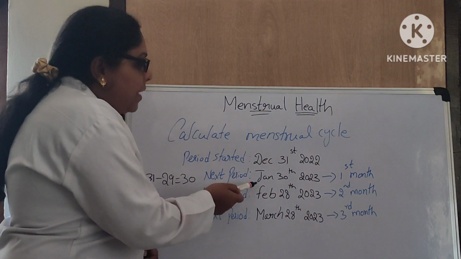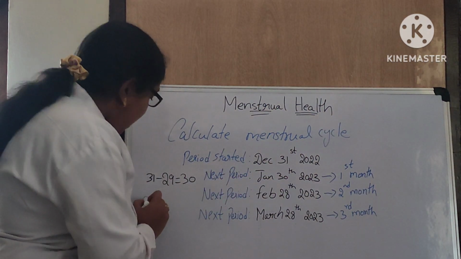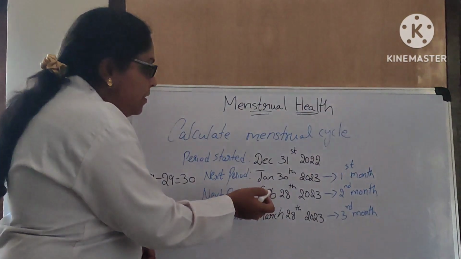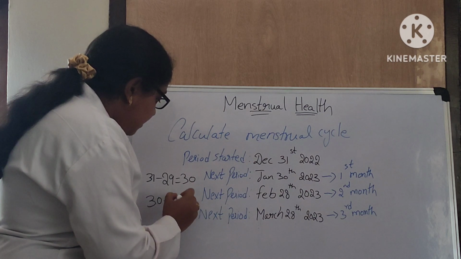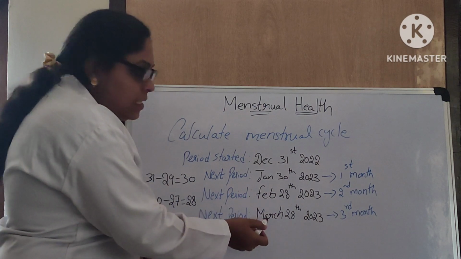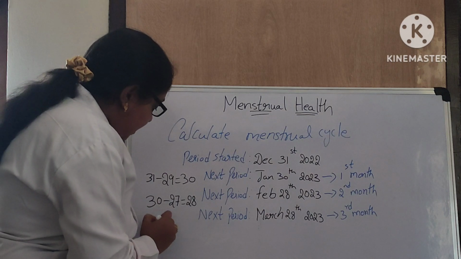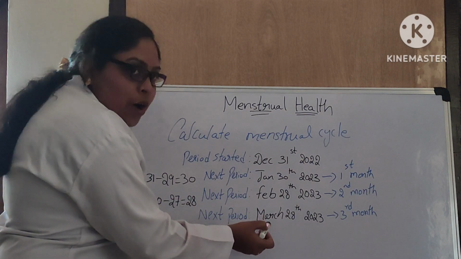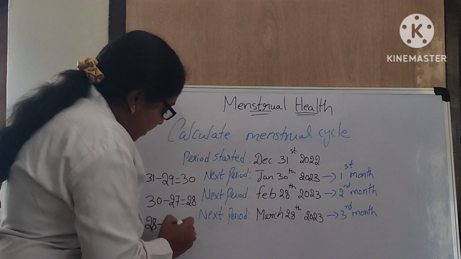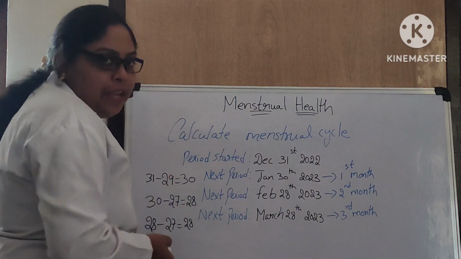Next, again take the first day of the menstrual period, that is January 30. So you take the date 30, and one day before the next menstrual period, that is February 27th. So how many days? 28 days. And again for the third cycle, the first day of the menstrual period is the 28th, to one day before the next period, that is March 27. So how many days? 28 days. So I have taken the 3 values.